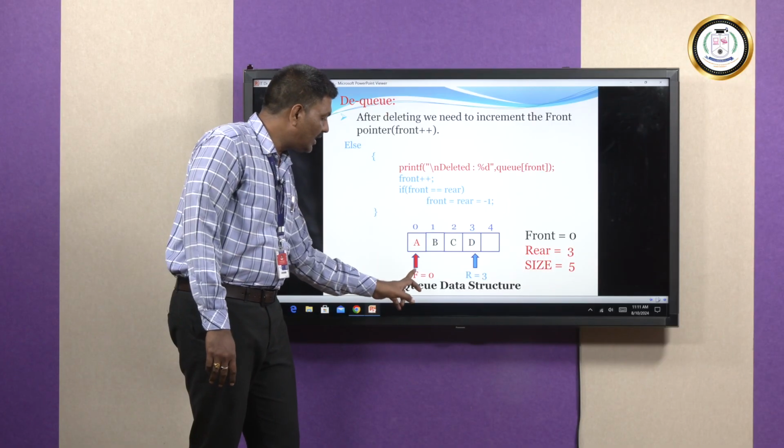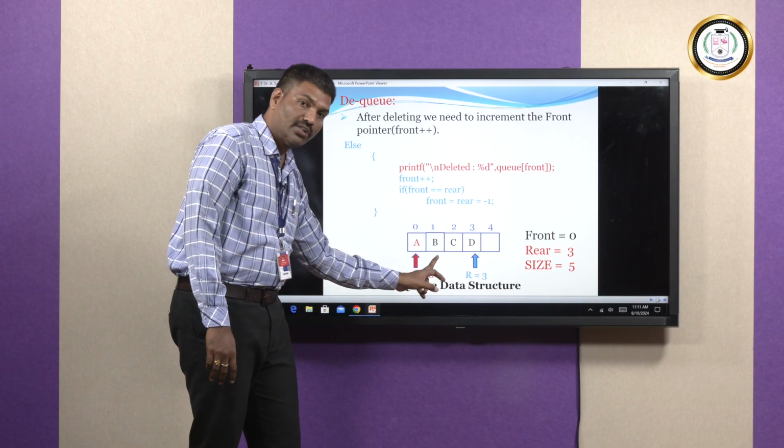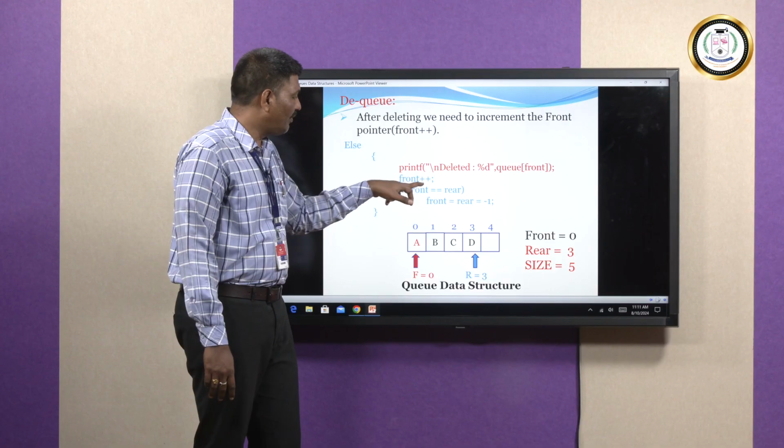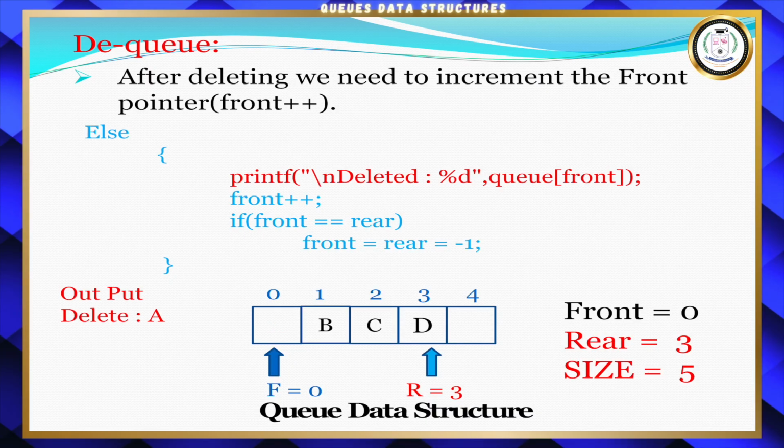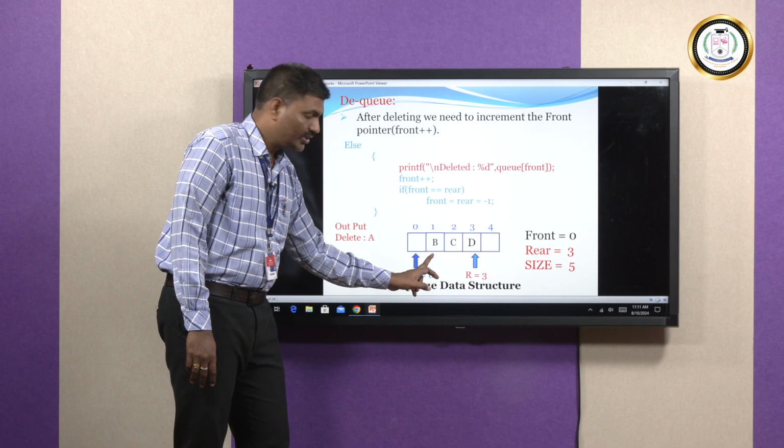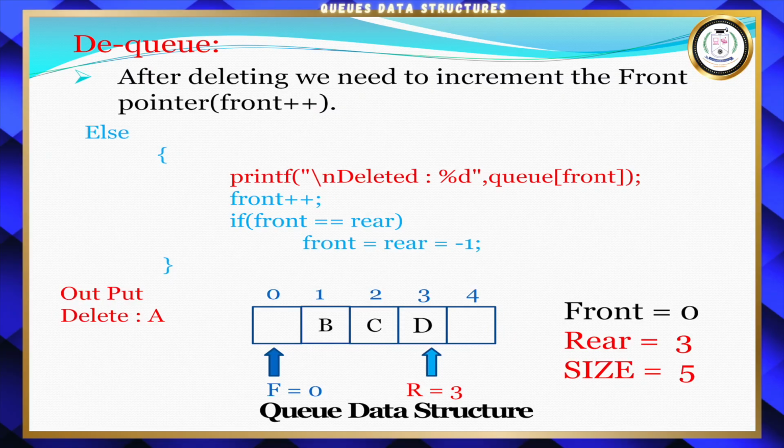Then we increment the front pointer to the position of 1, that is front plus plus. Then you can see right now the A is in the output. Now it is empty. After that we need to increment the front pointer to point to the next starting element. So it is moving to B here.